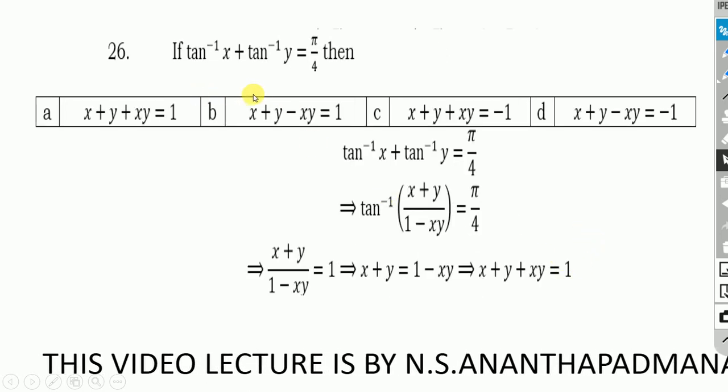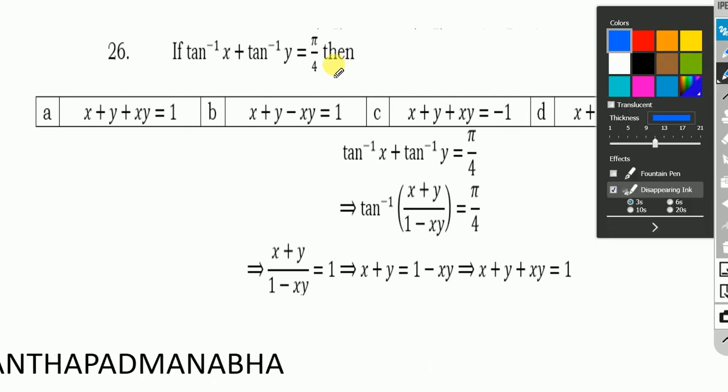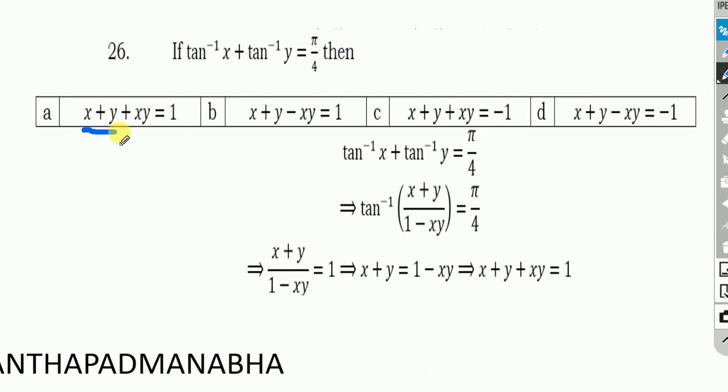If tan inverse x plus tan inverse y is equal to pi by 4, then x plus y plus xy is equal to 1, x plus y minus xy is equal to 1, x plus y plus xy is equal to minus 1, and x plus y minus xy is equal to minus 1. So let us consider the given expression tan inverse x plus tan inverse y is equal to pi by 4. That implies tan inverse of (x plus y) by (1 minus xy) is pi by 4. We are applying the formula: tan inverse of x plus tan inverse of y is tan inverse of (x plus y) by (1 minus xy), which is equal to pi by 4.